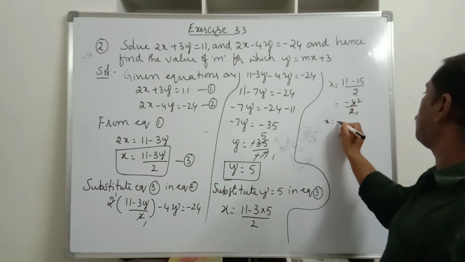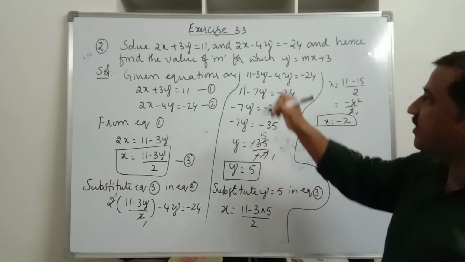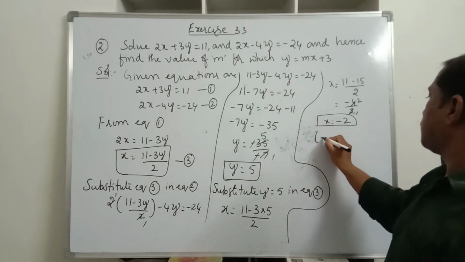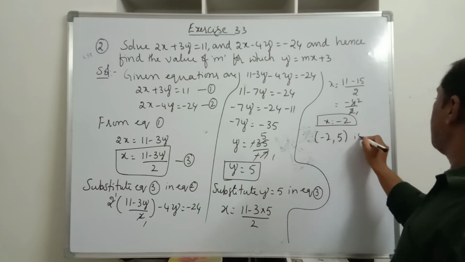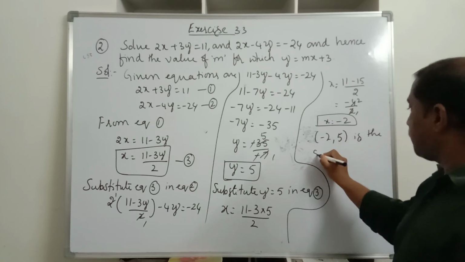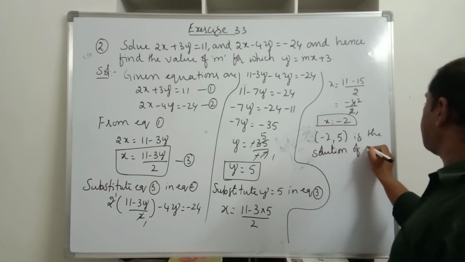Now x is equal to minus 2 we got. Therefore what is the solution of these given equations? x is equal to minus 2 and y is equal to 5 is the solution of the given equations.